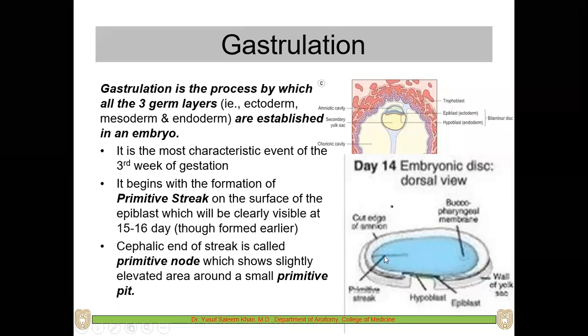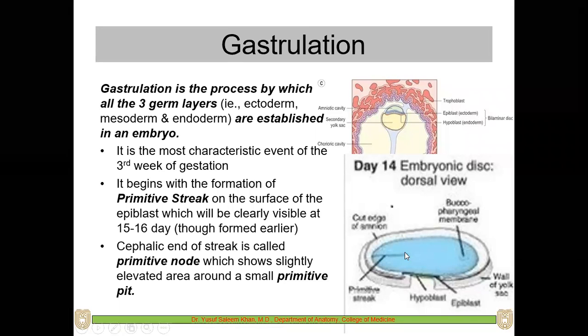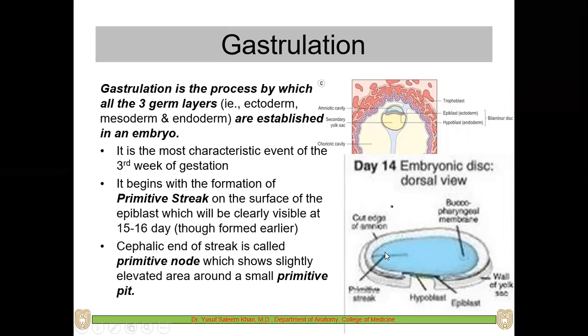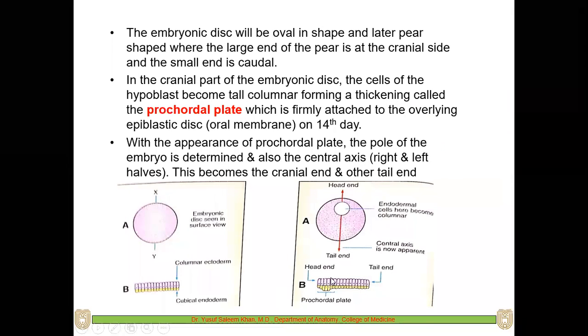Till now we did not know which is the head and which is the tail. It was like a germ disc with just two layers. But now, with the formation of this primitive streak, we know that this is the tail end, because the primitive streak forms at the tail end, the caudal end. I will show you the pictures of how it goes from the two-layer to the three-layer structure.